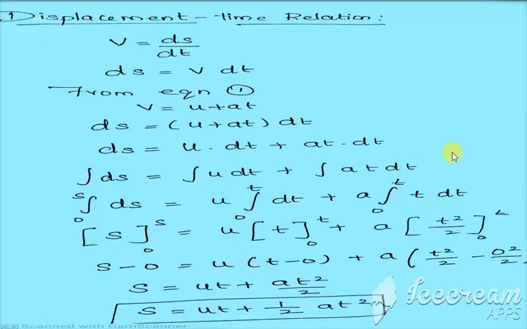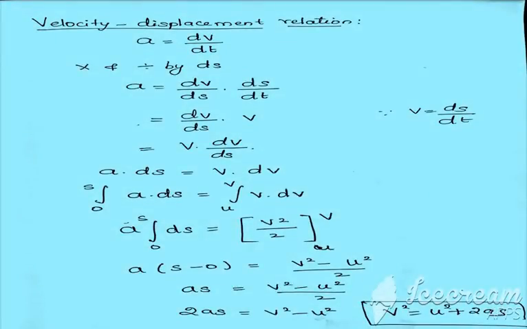Let us now see the third equation. What is the third equation? For this, again we are going to take the first equation, a is equal to dv by dt. Now in this we are going to multiply and divide by ds. So if you multiply and divide by ds, we get dv divided by dt into ds divided by ds. So this is the equation which you'll be writing.